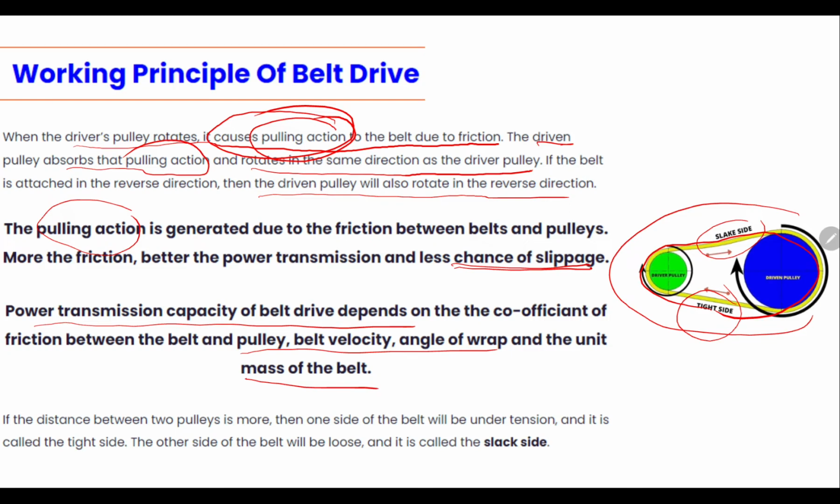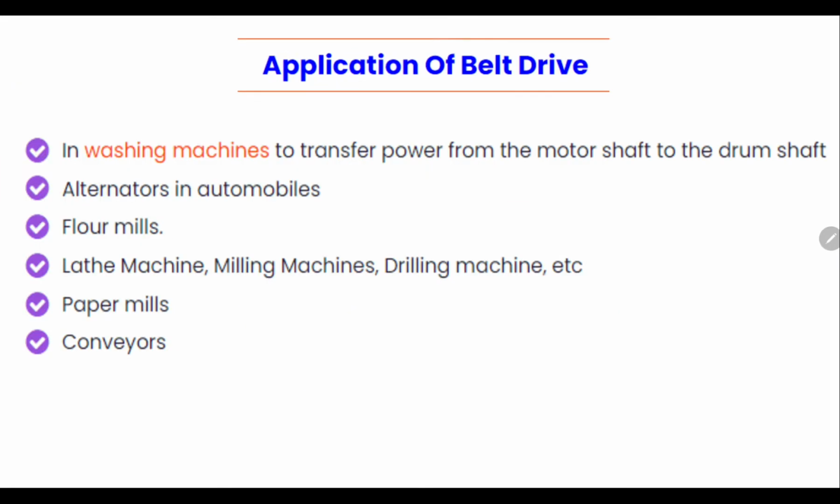If the distance between the two pulleys is more, then one side of the belt will be under tension and is called the tight side. The other side of the belt will be loose and is called the slack side. The loose side is the slack side, and the side having more tension is called the tight side.